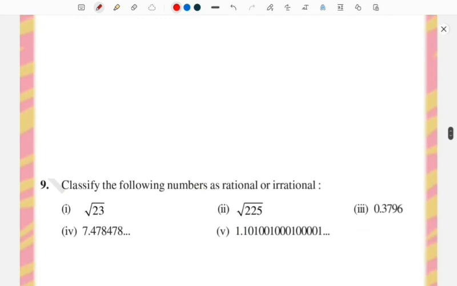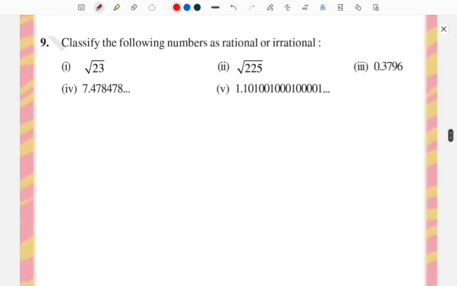Moving on to the next one. We have to classify the following numbers as rational or irrational, which is very simple. Let's do this. Root 23. Is 23 a square number? Is 23 the square of any number? Let's see. We have 3 square is 9, 4 square as 16, then we have 5 square as 25. So 23 is not a square of any number, and it is given with a root. That only means that it is an irrational number. This is irrational.